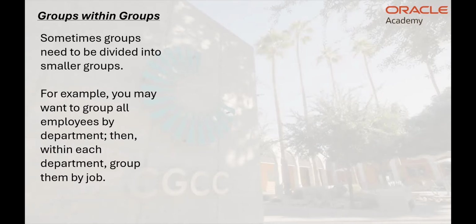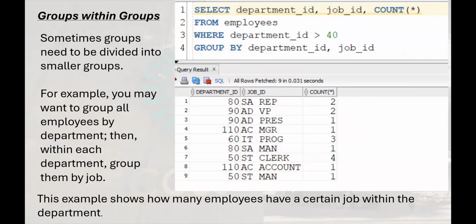That's a group within a group, and this example shows that. So select department ID, job ID, and we're going to count just the number of rows returned from employees, where department ID is greater than 40, then your where clause and group by department ID, job ID.